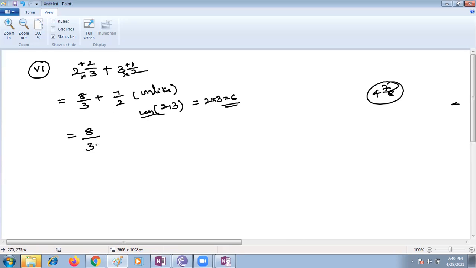So you make your original fractions like fractions. To convert 8 by 3, you have to equate the denominator to the LCM. 3 twos are 6, so multiply by 2. Same thing for the second fraction: the denominator is 2, and to get 6 I should multiply by 3. So the numerator changes, and the fractions become 16 by 6 and 21 by 6.